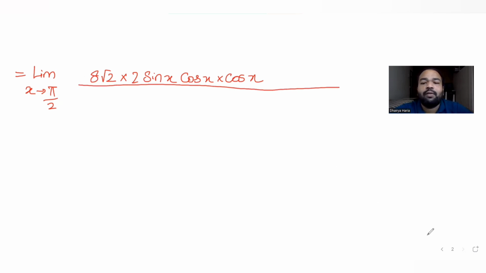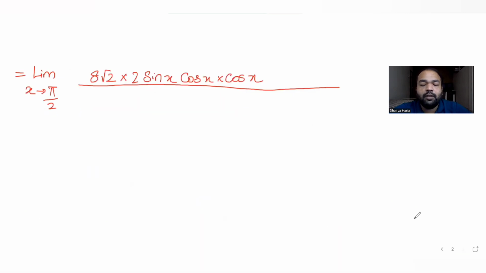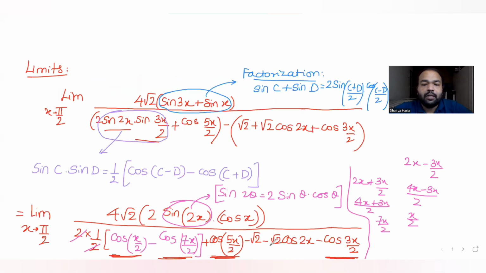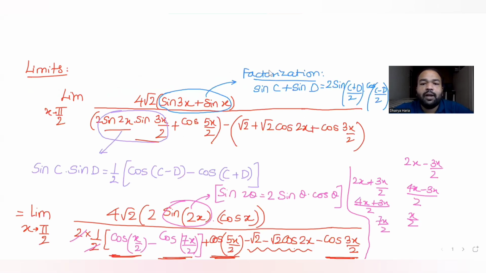Now let's evaluate the denominator. In the denominator, I have cos x by 2 minus cos 7x by 2 plus cos 5x by 2 minus cos 3x by 2. Writing these cos terms together, I have cos x by 2 minus cos 7x by 2 plus cos 5x by 2 minus cos 3x by 2, and then the two terms which are left out, minus root 2 minus root 2. Again, I can use the formula for double angles here also.